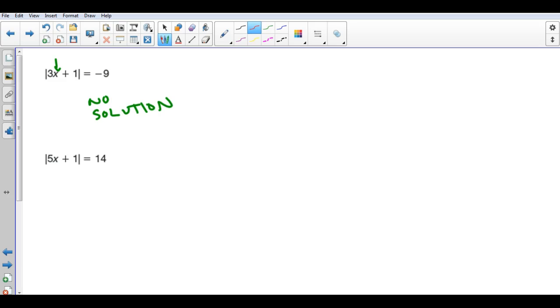Alright, next example, just like the ones we did before, I'm going to break this apart. So now we're saying what numbers would be 14 units away. So 5x plus 1 equals 14. It's a really ugly plus sign. And then I also have 5x plus 1 equals negative 14. So you might be asking yourself, well, why am I doing the negative here if I couldn't solve this one?